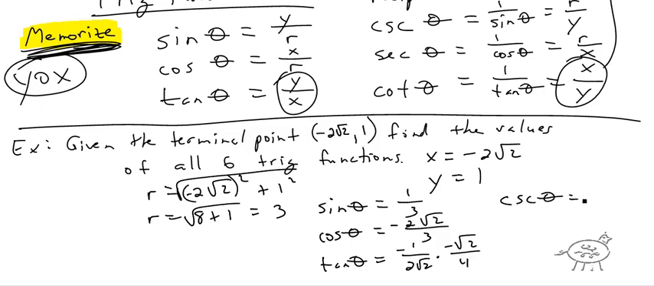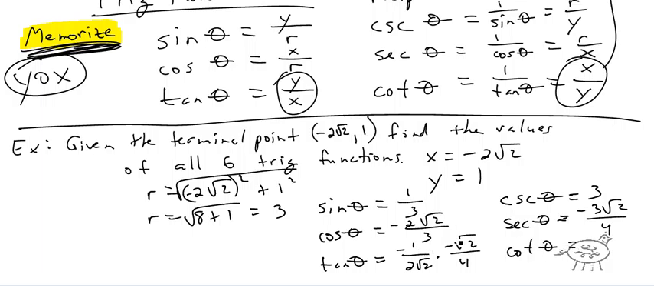Cosecant of theta is equal to the reciprocal, so that's equal to 3. Secant of theta, do the reciprocal of that, and you rationalize it, and you get negative 3 root 2 over 4, and you have the cotangent of theta.